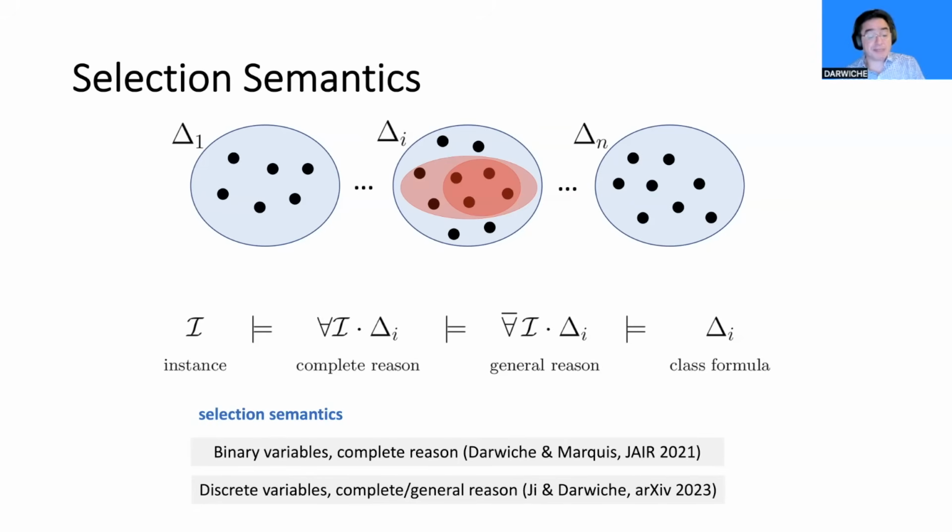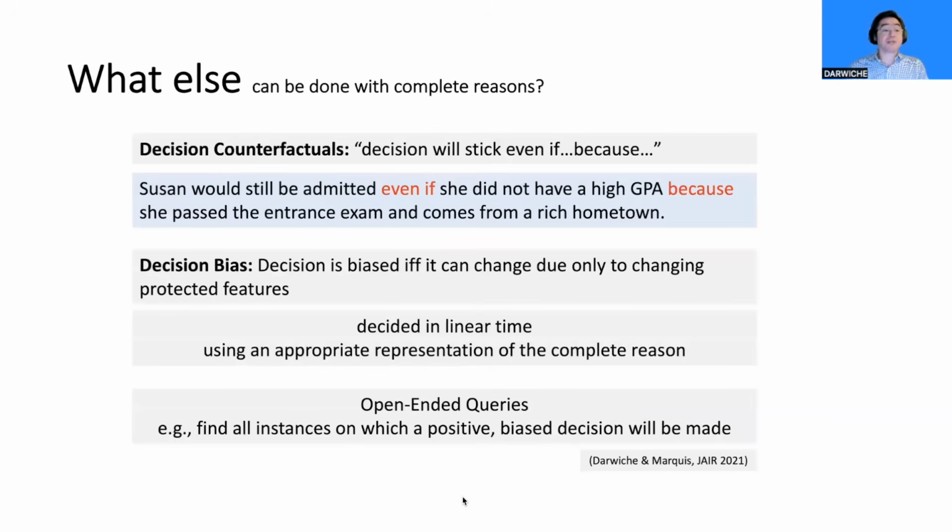By the way, this selection semantics was shown in this paper, discussed in detail, but for binary variables. And at that point, we only knew of complete reasons. This new paper discusses the generalized semantics that I just gave you, which applies to discrete variables beyond binary variables, and applies both to complete and general reasons.